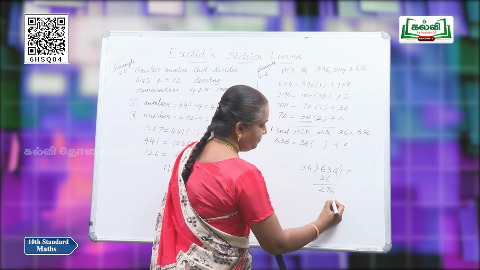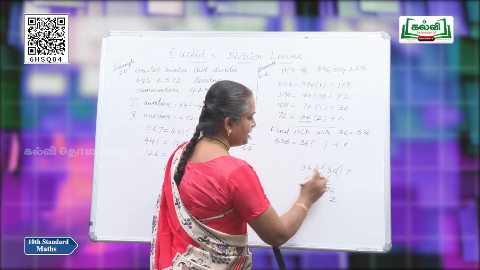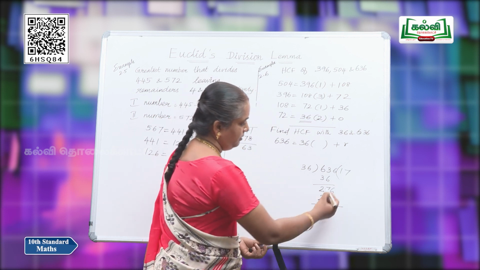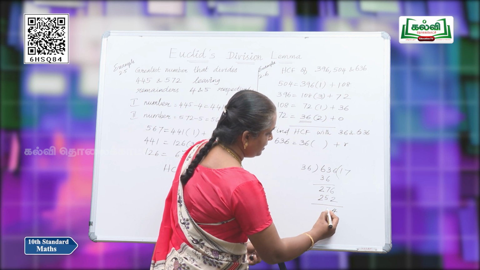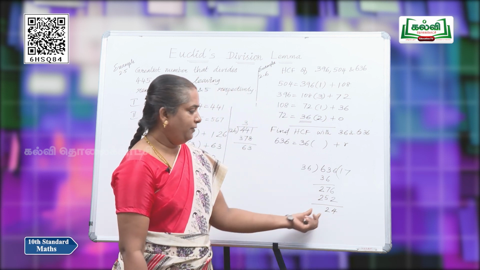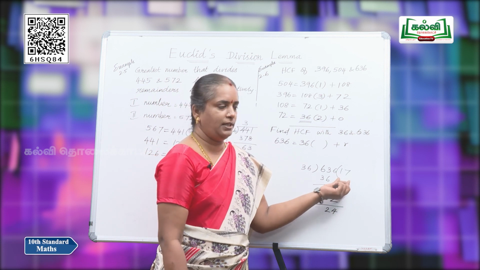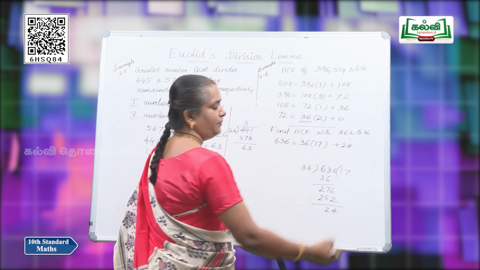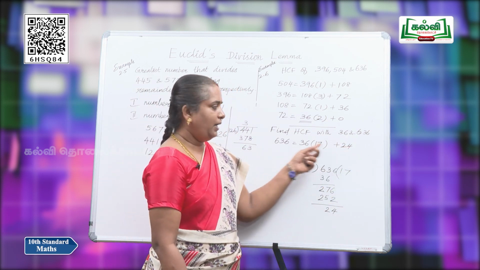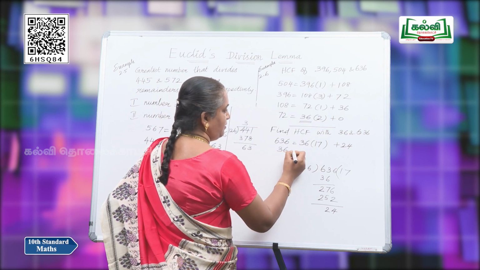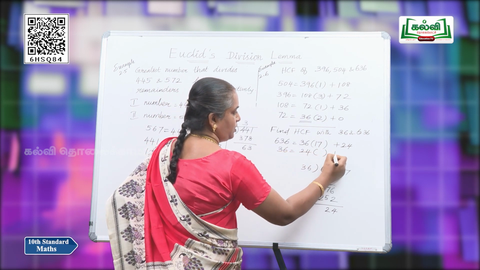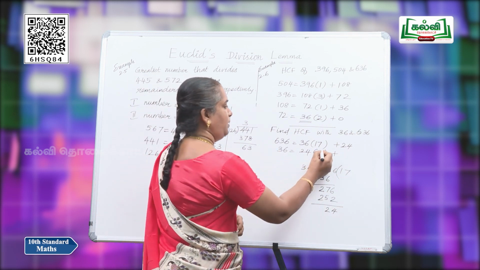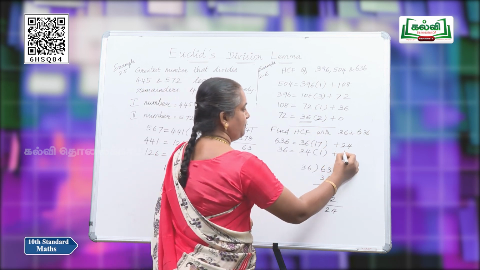So, 7 6s are, yes, 42, 7 3s are 21 plus 4, 25. So, we are subtracting. So, our answer is 24. So, 24 is the remainder and 17 is the quotient here. So, we have to place 17 here and 24 here. Since the remainder is not 0, we have to proceed as 36 is equal to 24 into some quotient plus some remainder. So, you know that yes, it is one. 1 times 24 is 24 and the remainder is 12.